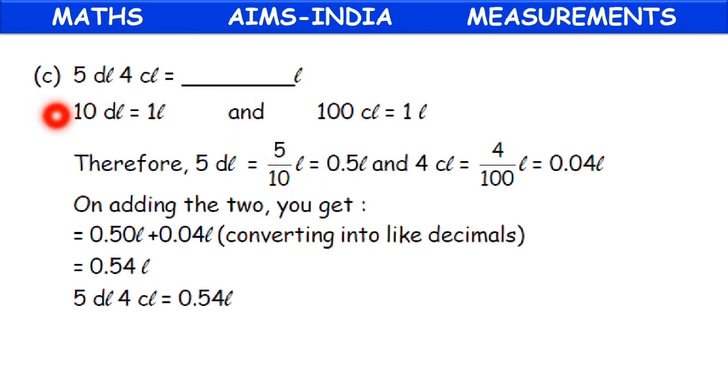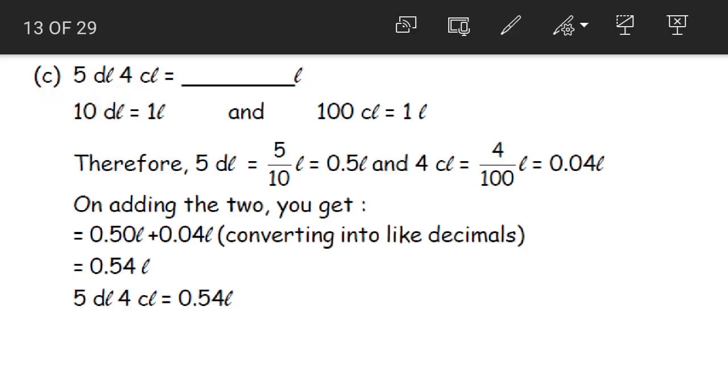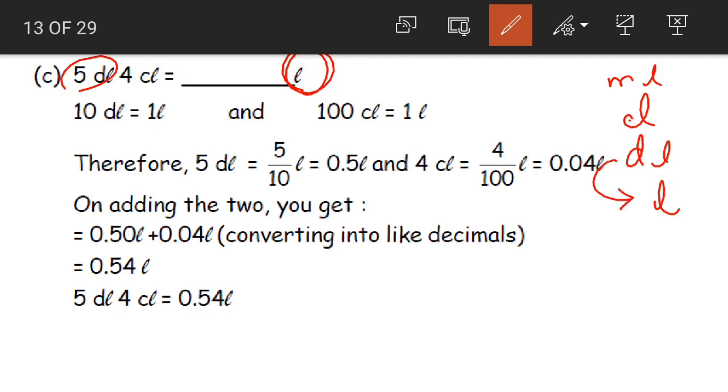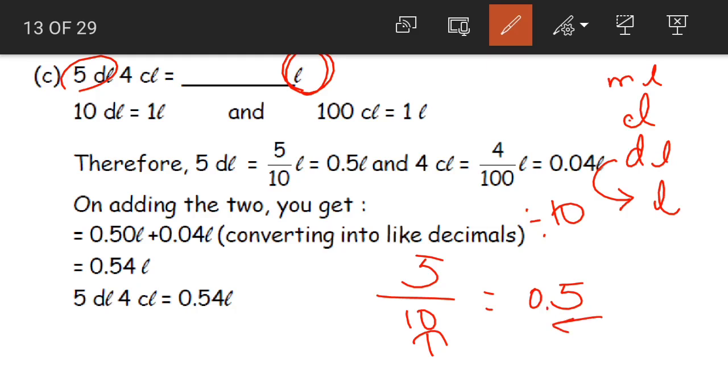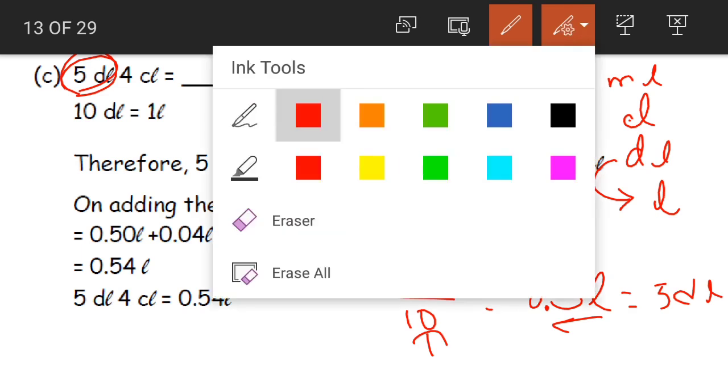Now again, another example, 5 deciliters, 4 centiliters. First we'll do the deciliter part. Okay, we have milliliters, then we have centiliters, deciliters and liters. From deciliters to liters, only one jump. So we need to divide by 10. 5 divided by 10 is equal to, first write it as a 2-digit number. There is 1 0. So after 1 digit from the right, we'll place our decimal point. 5 deciliters is equal to 0.5 liters. Yes, so that is done.